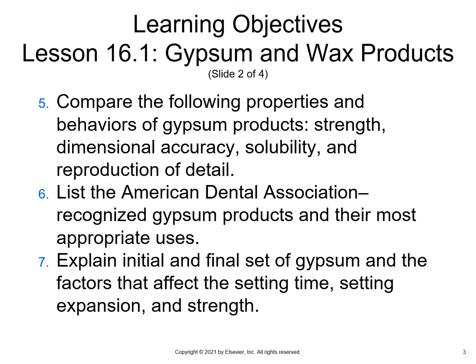We will compare the following properties and behaviors of gypsum products, such as strength, dimensional accuracy, solubility, and the reproduction of detail. We will list the American Dental Association recognized gypsum products and their most appropriate uses. We'll explain initial and final set of gypsum and the factors that affect setting time, setting expansion, and strength.